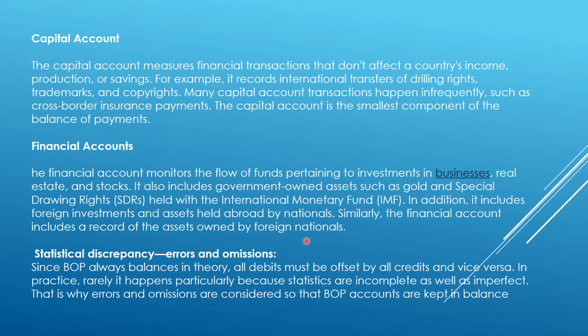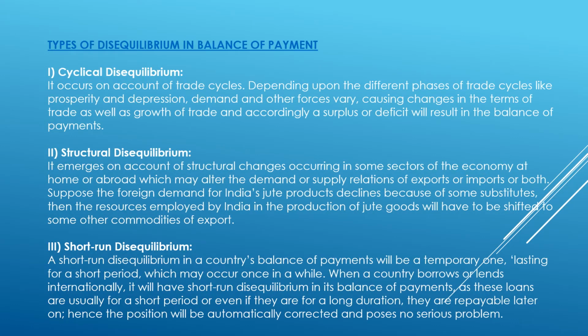So those errors and omissions are part of balance of payment. So they are important element of BOP. Then the next slide is types of disequilibrium in balance of payment. Before discussing types of disequilibrium, let us know what disequilibrium means.